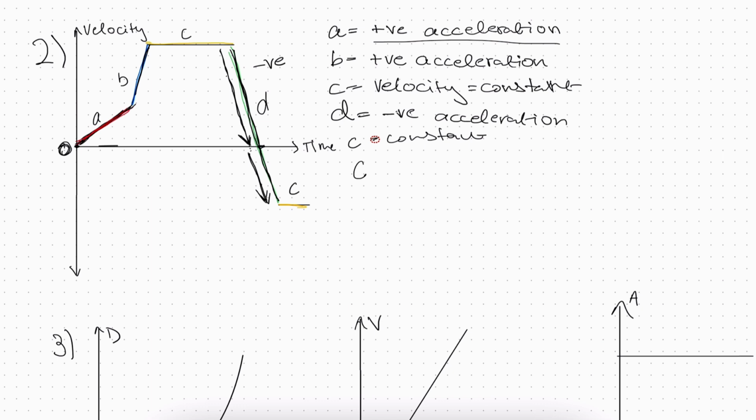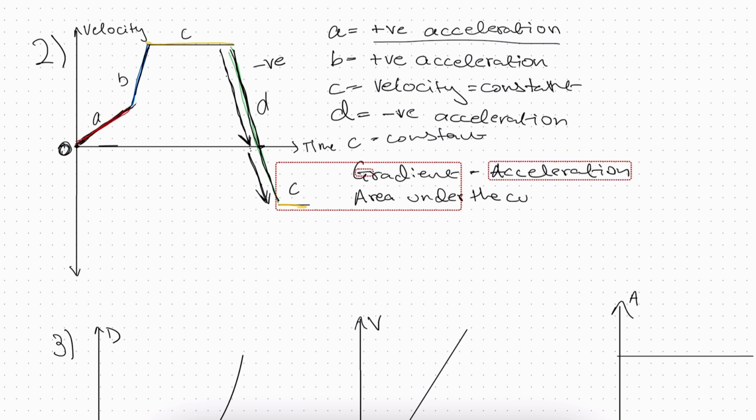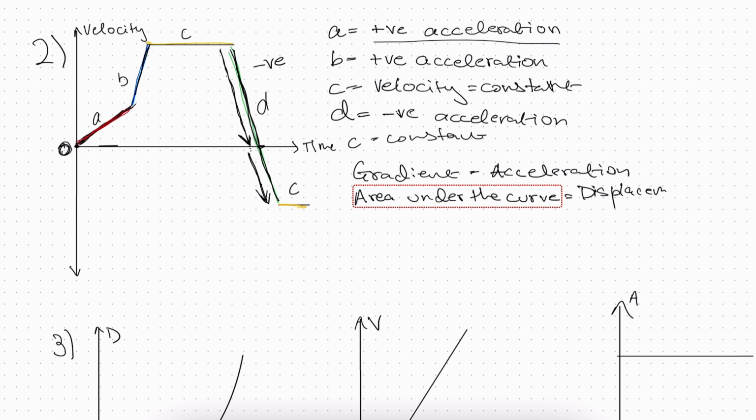One thing we should know is that the gradient is the acceleration in a velocity time graph, and the area under the curve is the displacement. So if a question asks, here is a graph and you have to find the distance that it has covered, you just find the area under the curve by dividing it into different shapes.